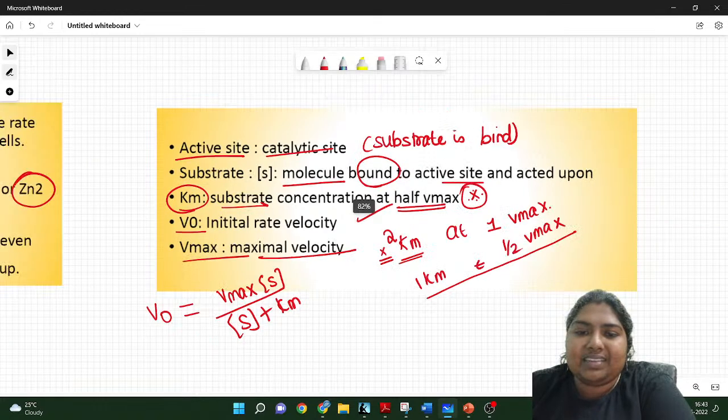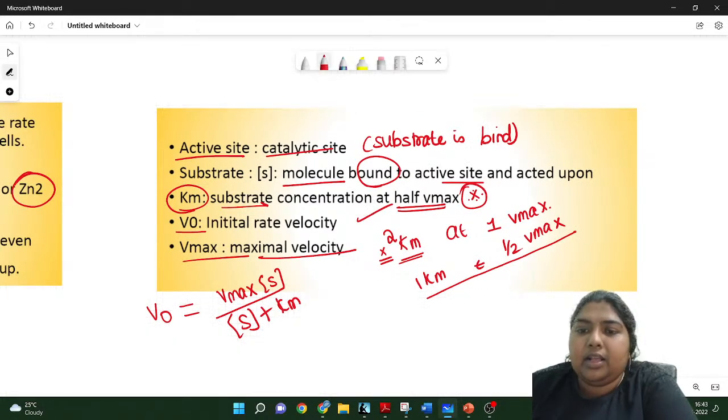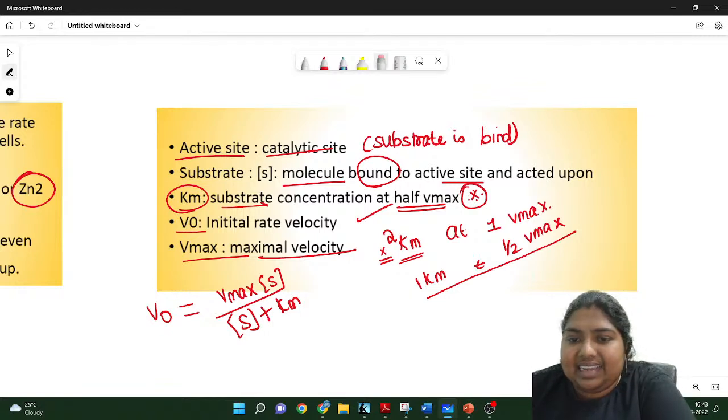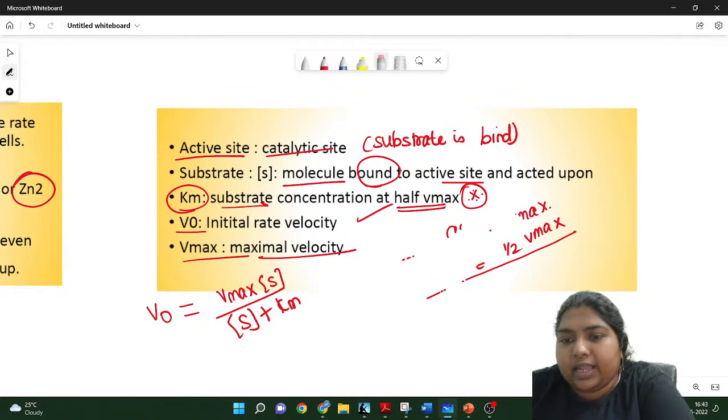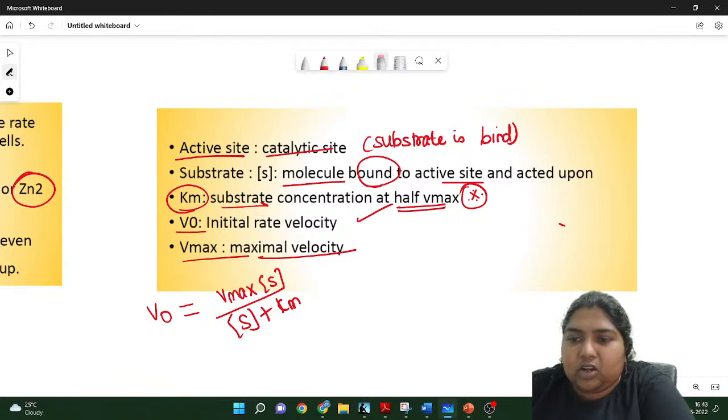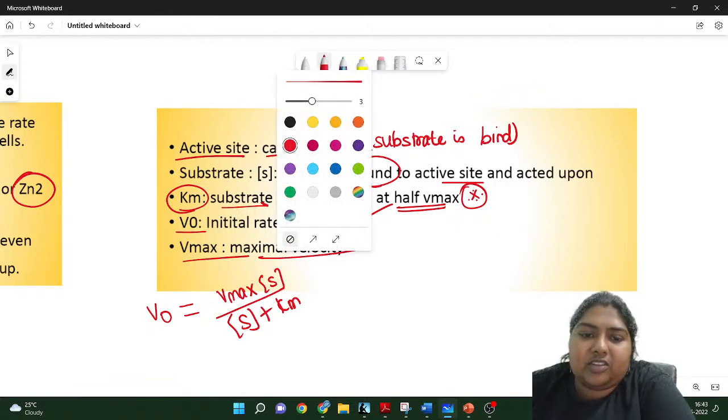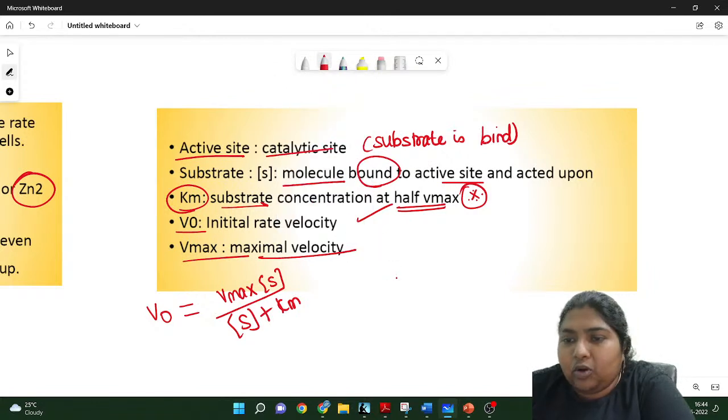So shall we just try it out? I'll show you an example. Let us take S as 2 Km. Everybody in the class, come on guys, let us try it out with S equal to 2 Km. So this is your MM equation. Here I'm going to take S as 2 Km. Now let us see what is happening to your V0.